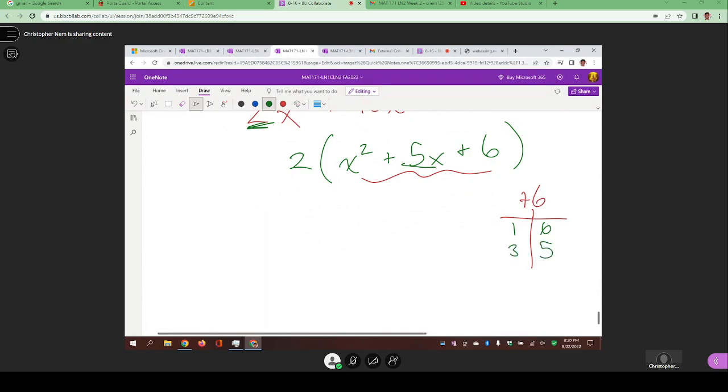Which combination of this would give me 5? Now, you might argue, hey, what if 1 and 6 were negatives? If one of them was negative, the other would be positive. However, this is a positive 6, which means you either have both factors positive or both factors negative. If both were positive, 1 plus 6 is 7. That is not 5. If both were negative, you would get negative 7. So we can't do 1 and 6. However, 3 and 2, if they were both positive, would work out nicely.